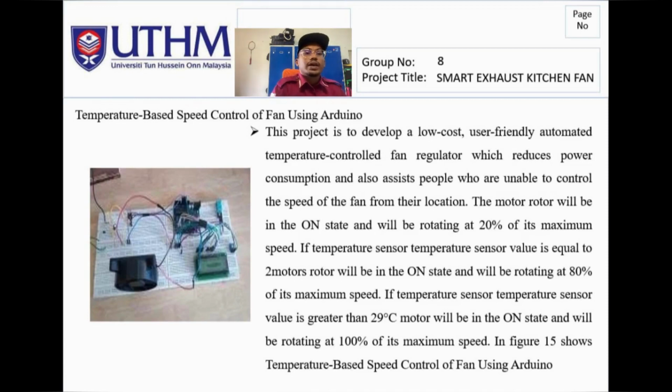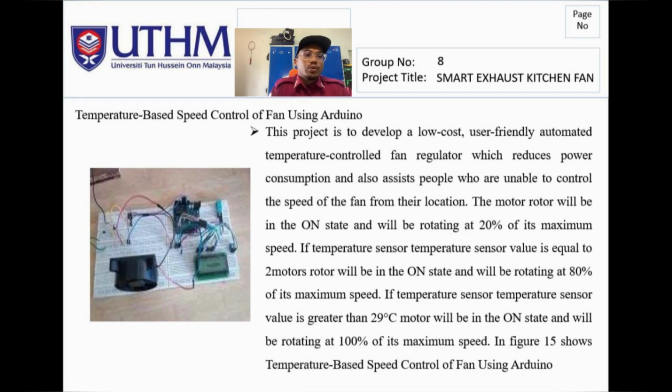Number 5, we have temperature-based speed control of a fan using Arduino. Okay, this project is to develop a low-cost, user-friendly automated temperature controller and fan regulator which reduces power consumption and also assists people who are unable to control the speed of the fan from their location.